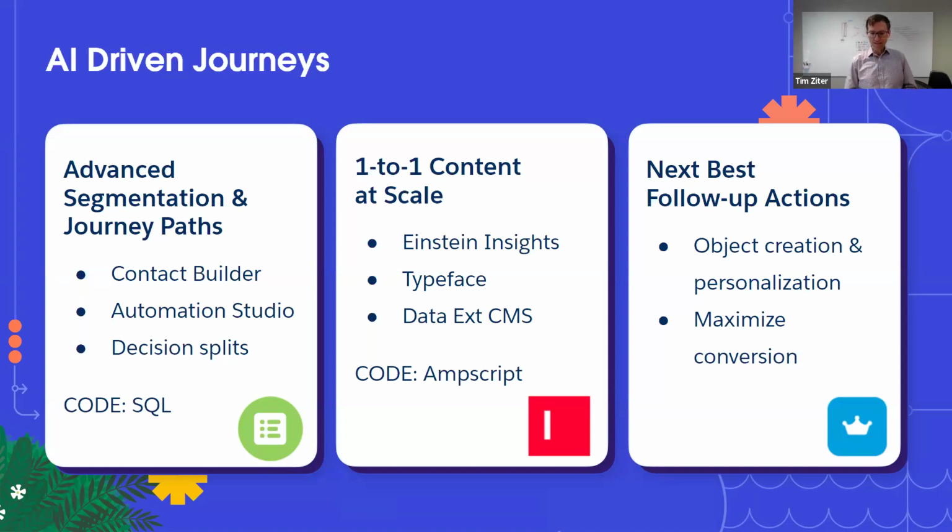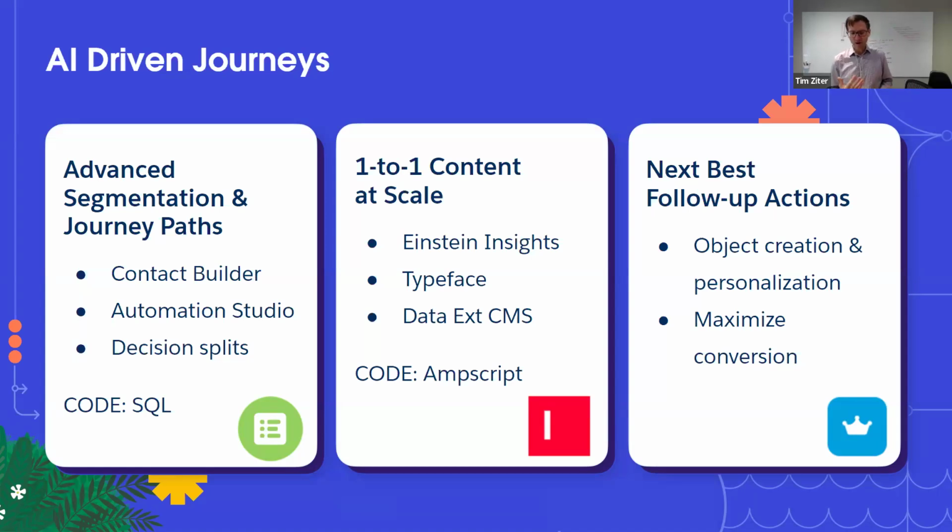Second, one-to-one content at scale, like Hunter had mentioned. Marketing Cloud has some cool new features. Some of you might have explored Einstein Insights. We've also been able to integrate with the Typeface content block, which allows for creation of one-to-one images. Pulling that all together in a data extension content management system will bring that to life. We've got some examples of using AMPscript and SQL to give you some use cases today on that.